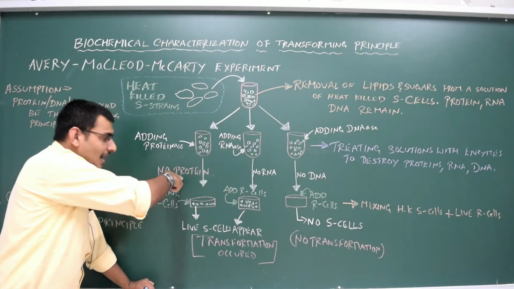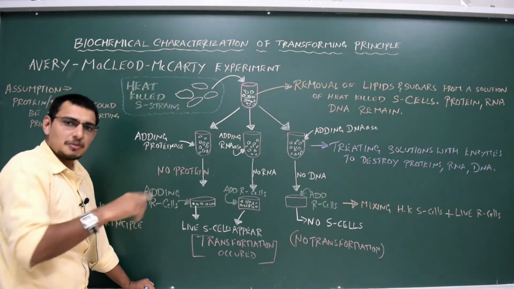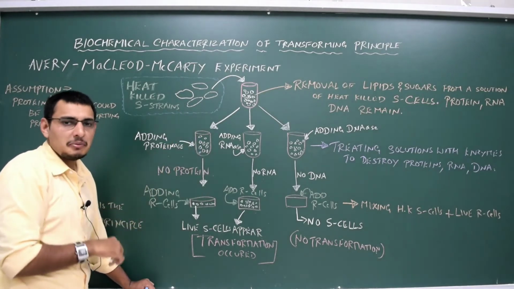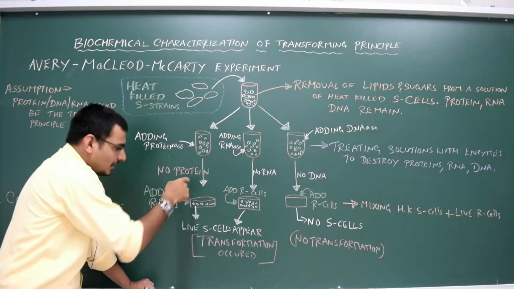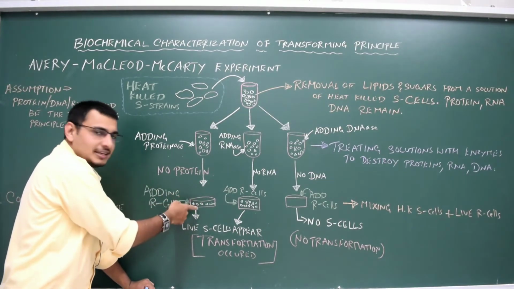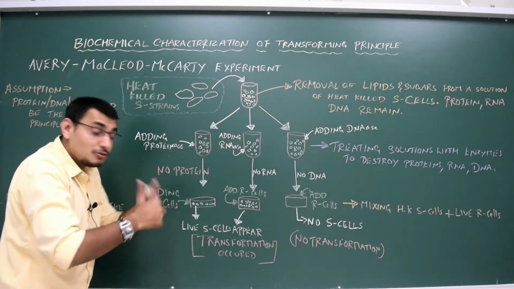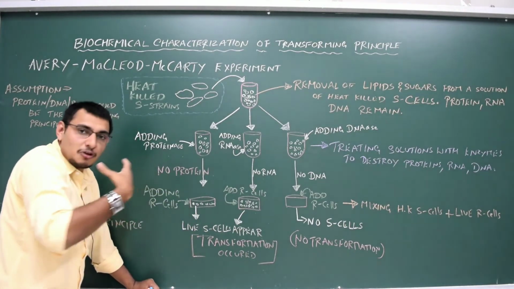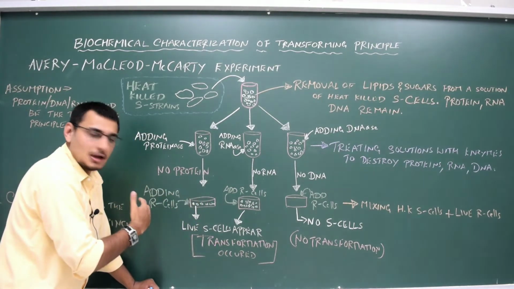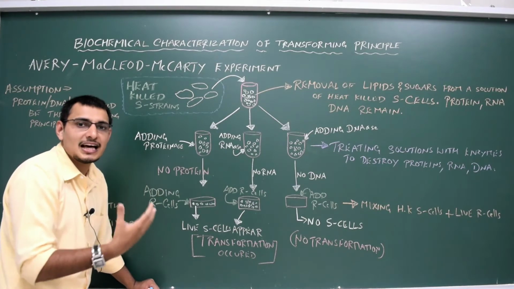Now, there is no protein here, I have written no protein because the protein has already been digested. What is remaining now? What are the biochemicals which are remaining in this test tube? DNA as well as RNA. And after that, the mixture of heat-killed S strain plus R strains, and obviously they expected transformation. That thing happened. Okay, that means we can come to the conclusion that the protein is not the transforming principle.